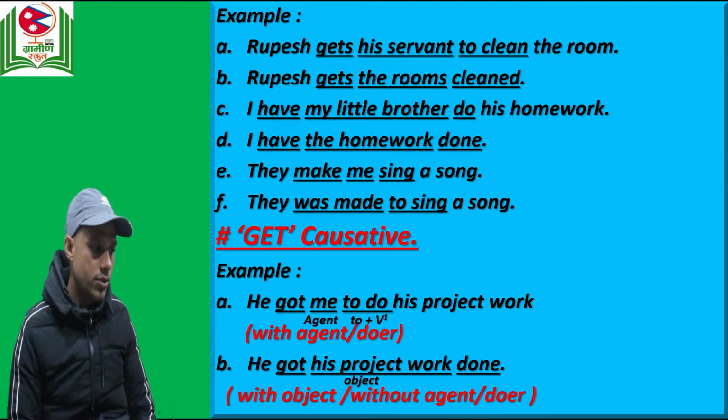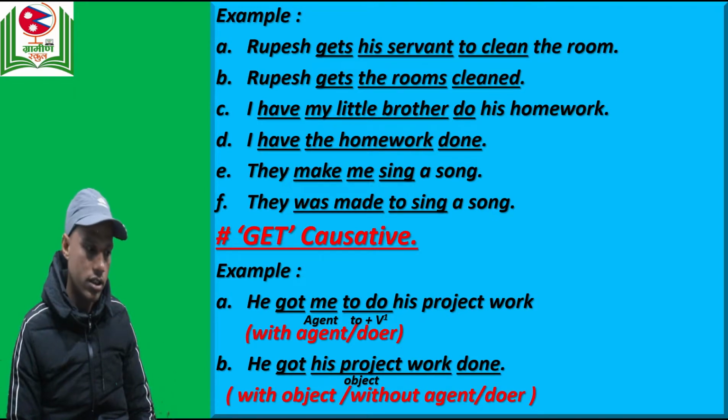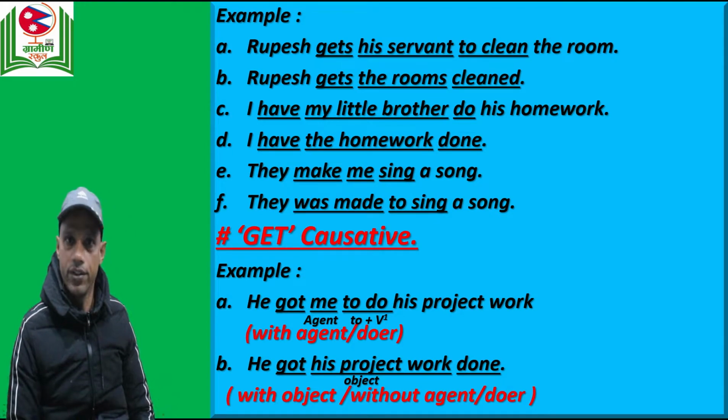Now in number C we have I have my little brother do his homework. Yes, notice whether there is agent or object after verb have. Yes, I have my brother do his homework. Yes, you can notice there I have underlined the doer or the agent, right? Yes, my little brother, he is the agent, or the doer of the action. So we have chosen verb one form or bare infinitive form of verb, just do.